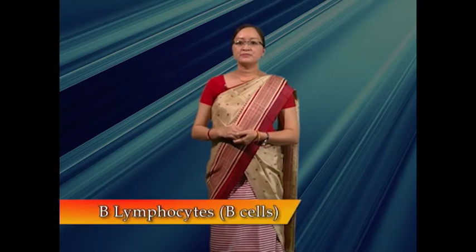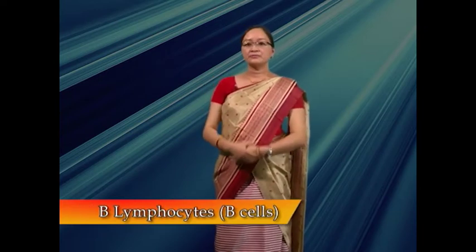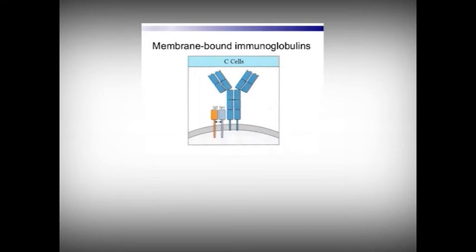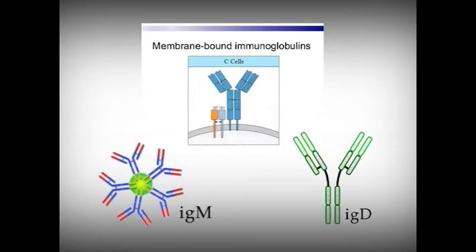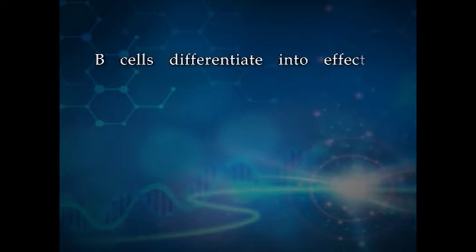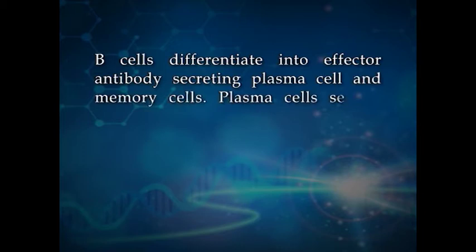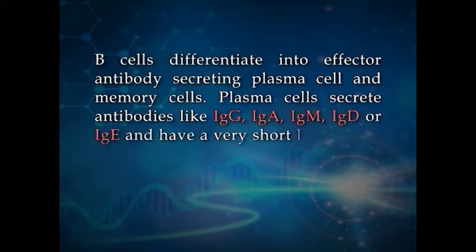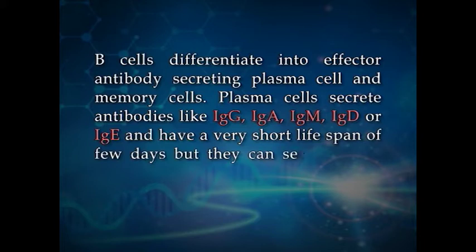B lymphocytes or B cells. B lymphocytes mature in the bone marrow in a number of mammalian species, including human beings and mice. Mature B cells display membrane-bound immunoglobulins, particularly IgM and IgD, as receptors for antigens. After antigen activation, B cells differentiate into effector antibody-secreting plasma cells and memory cells. Plasma cells secrete antibodies like IgG, IgA, IgM, IgD or IgE and have a very short lifespan of a few days, but they can secrete more than 20,000 molecules of antibody per second.